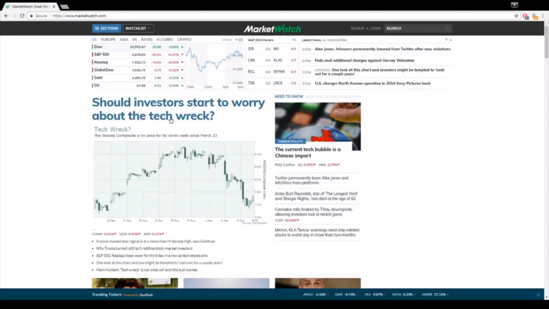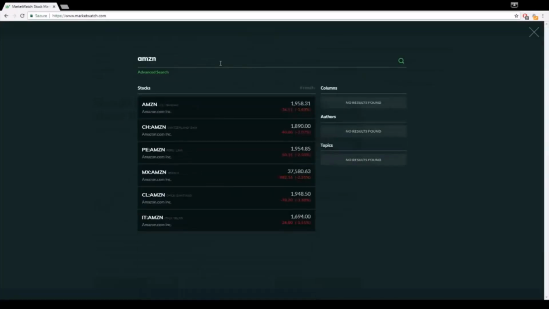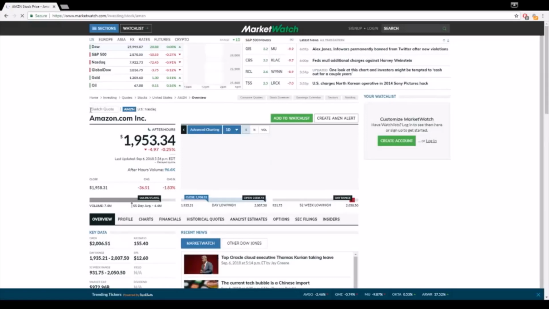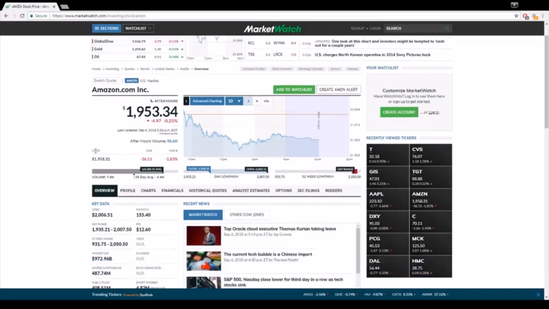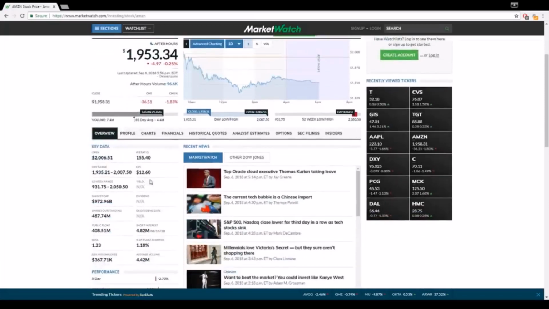Alright, so let's take a real-world example of what this might look like. We're going to go to marketwatch.com, as you can see up here in the top of the bar, and we're going to look at a couple of stocks. So the first stock we're going to look at is Amazon. We're going to click on Amazon down here. What's nice about websites like MarketWatch or Morningstar or even Google Finance is you don't have to do any of these calculations yourself. The website's already put them together for you.